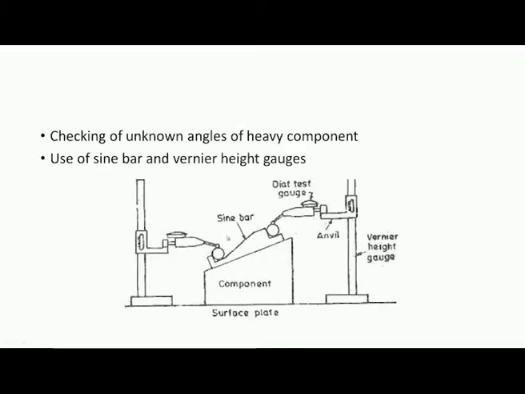So, we can place the sine bar as shown here. You can see the top surface of the sine bar is in contact with the heavy component. Cylinders are on the other side. Now, we can use vernier height gauges to check the H1 and H2. So, we can always use the vernier height gauge to check this height.